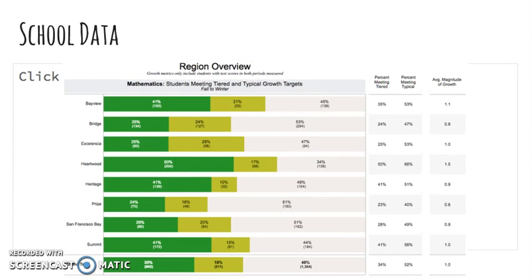The next one is going to be about math. So in math, we're right here, where 51% of our Kipsters are meeting their goal. But we know we can continue to push further so that every Kipster can meet their math goal too.